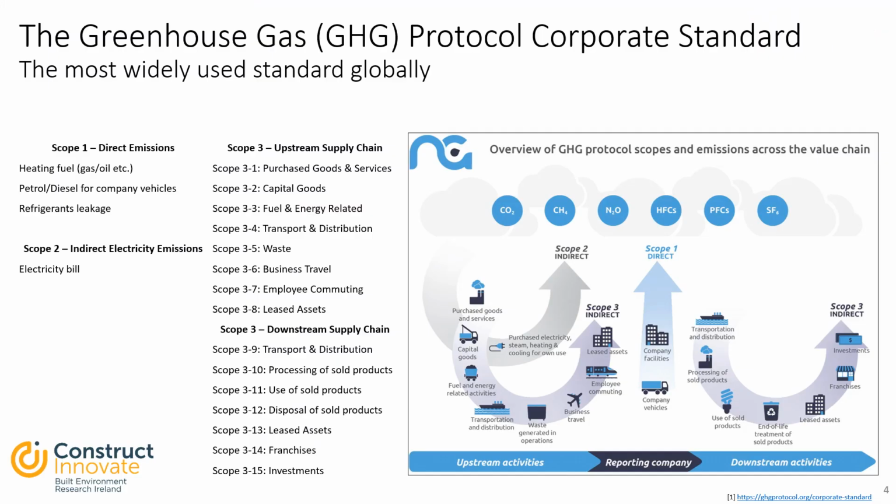The Greenhouse Gas Protocol corporate standard is a widely used standard globally for assessing the carbon footprint of an organisation. It's divided into three scopes: Scope 1, Scope 2 and Scope 3. Scope 1 are the direct emissions from owned or controlled sources, such as heat and fuels, petrol or diesel for company vehicles and refrigeration leakage. Scope 2 emissions are indirect emissions from the generation of purchased energy, for example electricity.